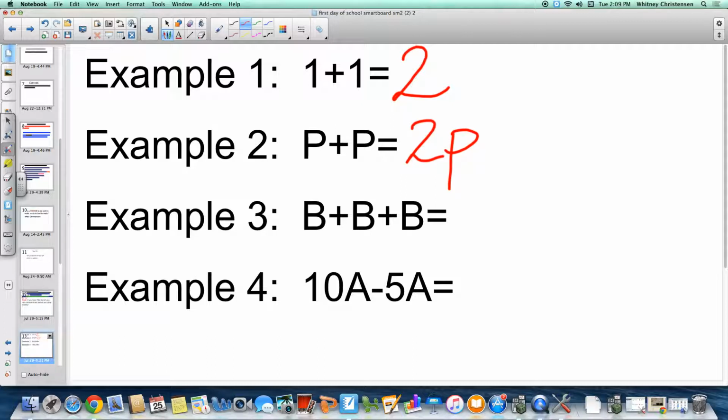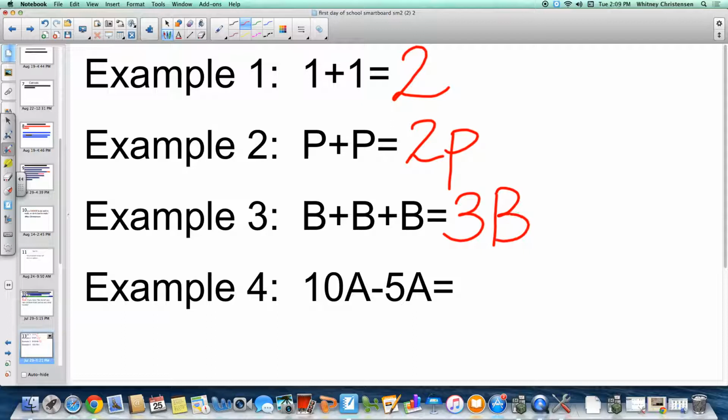So an apple plus an apple, how many apples do we have? 2 apples. Those are like terms. Does that make sense? Everybody, you get like terms. Okay. So we have B plus B plus B. How many B's do we have? 3B. 3 B's.